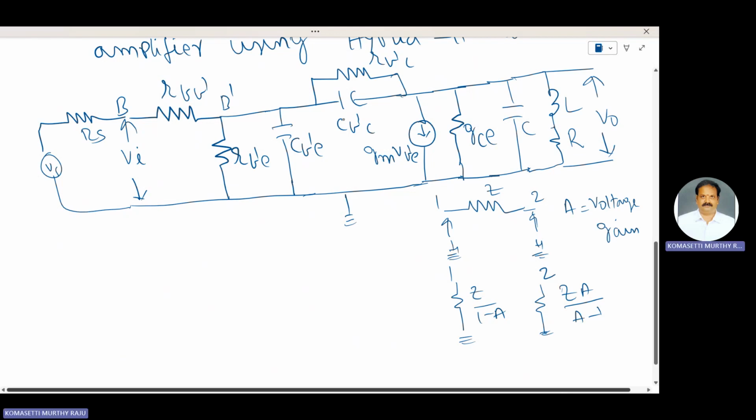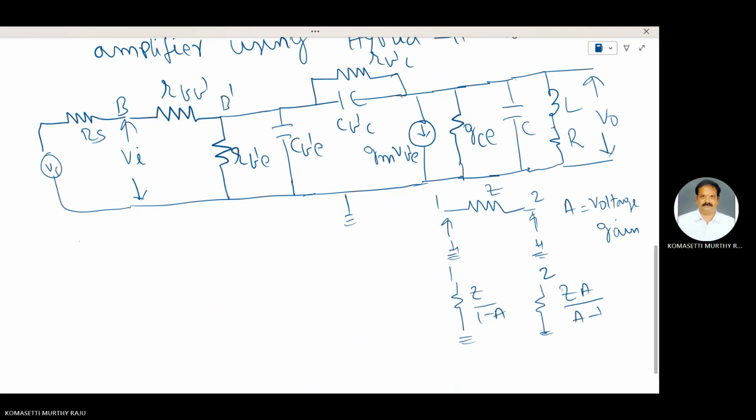Here two elements are there. The first element is at the input side, and the input and output are connected through RB'C between the input side and output side of the circuit. This is replaced according to Miller's theorem.